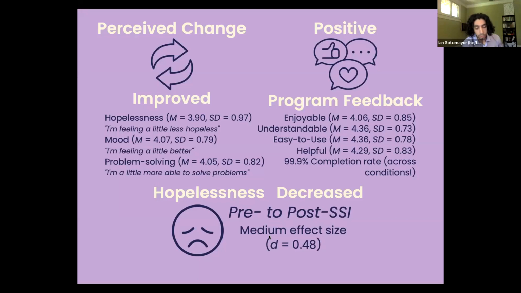Participants also self-reported perceived changes in hopelessness, where they indicated that after the SSI, they felt a little less hopeless. They also reported changes in mood, where after the SSI, they felt a little better, and changes in problem-solving capabilities, where following the SSI, they stated they felt a little more able to solve problems. The randomized control trial concluded this past May, and analyses are currently underway to assess the results from our 3-month follow-up. We are investigating changes in depression symptoms, hopelessness, relationship knowledge and efficacy, and relationship decision-making.